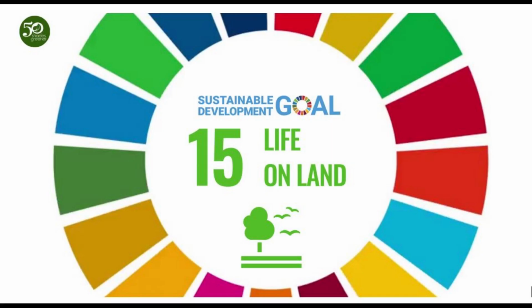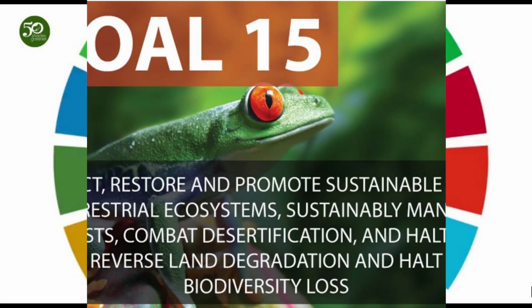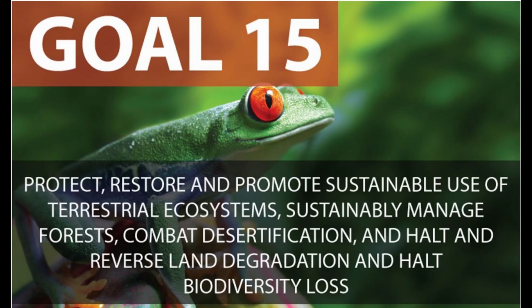Indicator 15.1.1, forest area as a proportion of the total land area. Indicator 15.1.2, proportion of important sites for terrestrial and freshwater biodiversity that are covered by protected areas, by ecosystem type. Forests cover roughly 4 billion hectares or 30.7% of the world's land area.